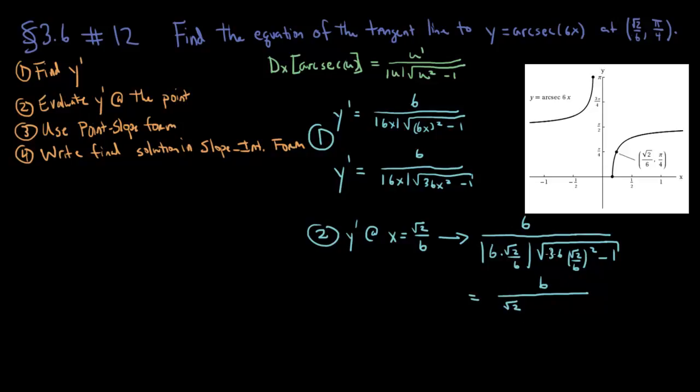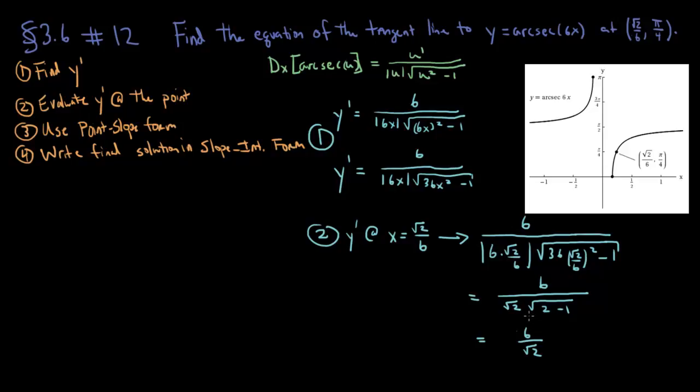Okay? Now let's see what happens in this radical here. So you have the square root of 2 squared over 6 squared by our rules of exponents. So that's 2 over 36. So 2 over 36 times 36 is just 2 minus 1. So the square root of 2 minus 1 is clearly 1.